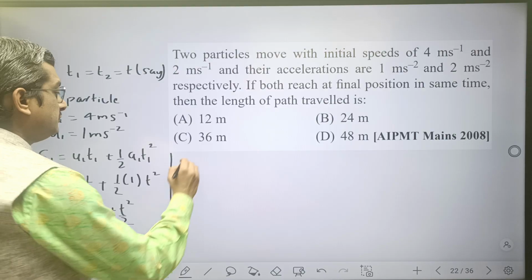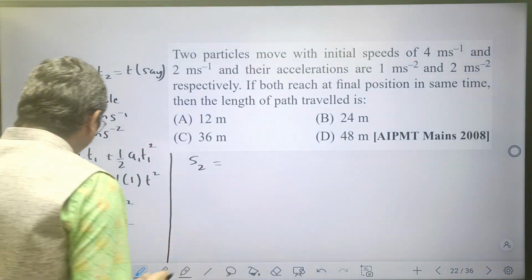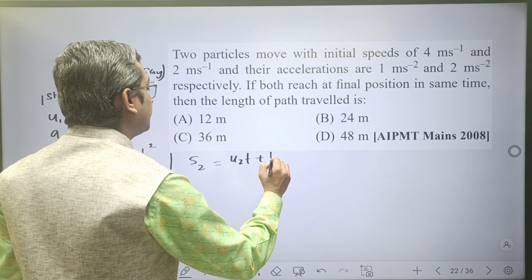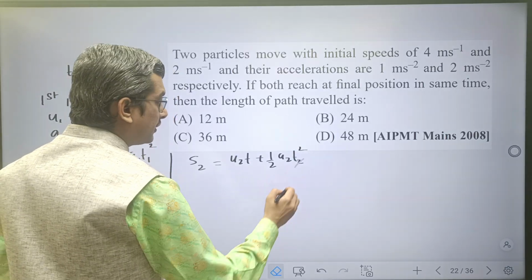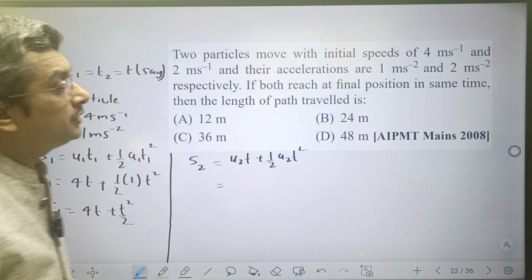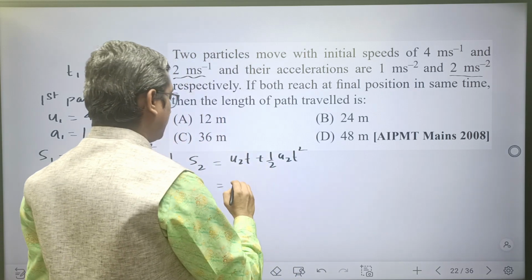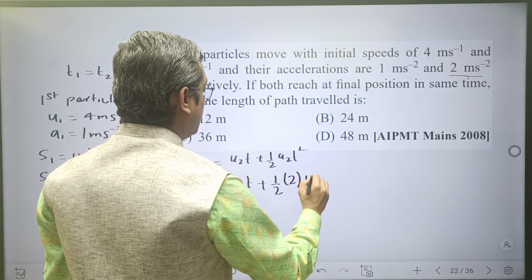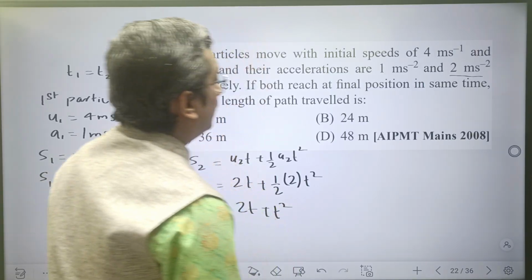Now s2, what is s2? That is the distance covered by the second particle in the same time interval. So s2 is equal to again u2t plus half a2 t square, and since t2 and t1 are equal to t, this will be again u2. So u2 here is given as 2 meter per second, and acceleration is 2 meter per second square. So this is 2t plus half into 2 t square. So this will be 2t plus t square.